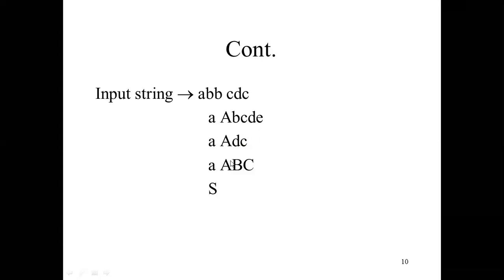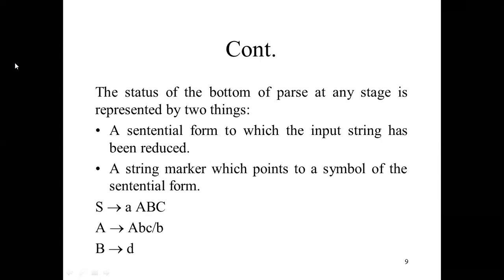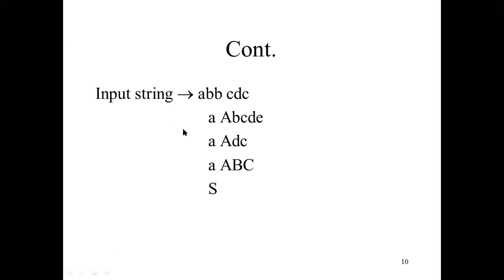Okay, and again you can see in the next step, we are just using this grammar. Here it is already given as S is equal to small a capital ABC, A is ABC or B, B is D. So we will use this grammar and we will reduce this one. Okay. So we can change this. We can write here or here. Okay. We can change it to here. It is up to you.